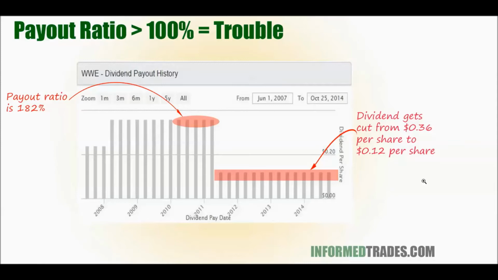Now imagine you're an investor in this. You bought a bunch of shares. Maybe you're thinking long-term, you're thinking income investment. This could be an issue. It's not the kind of cut you're looking for.